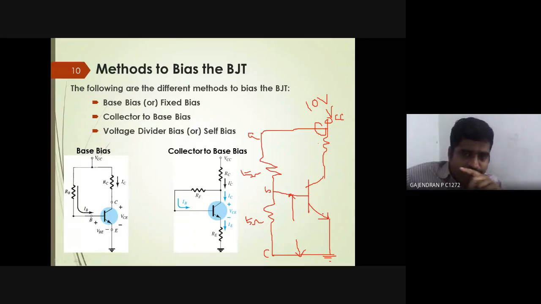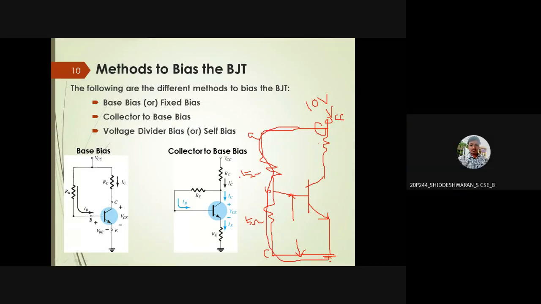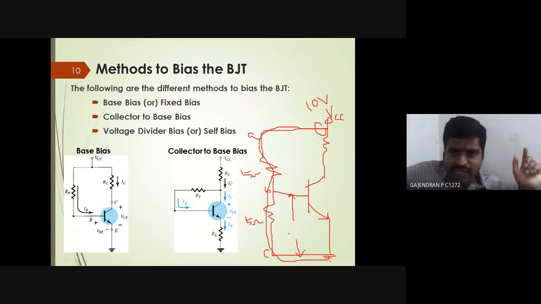What will be the voltage across base to emitter? I'm giving 10 volt and these two are connected in series with the same resistor value of 5. 5 volt, sir. 5 volt is the right answer.